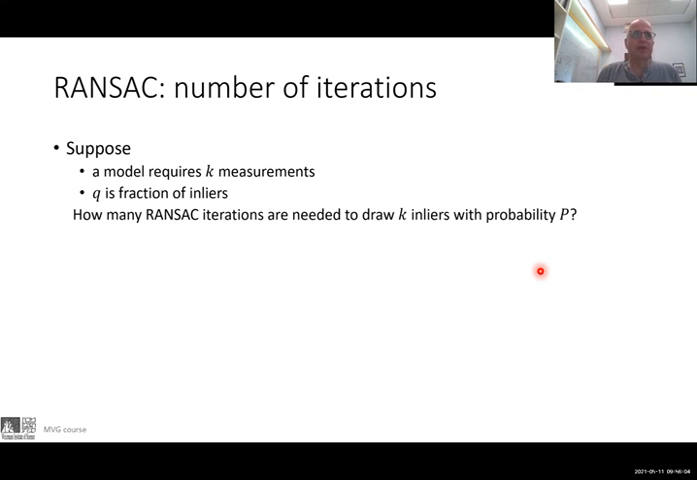So suppose the model requires k measurements. In the previous example, it was 2. With, for example, an essential matrix, we need k equals 5. And let's assume that q is the fraction of inliers. Now, in general, we don't know what fraction we will have.